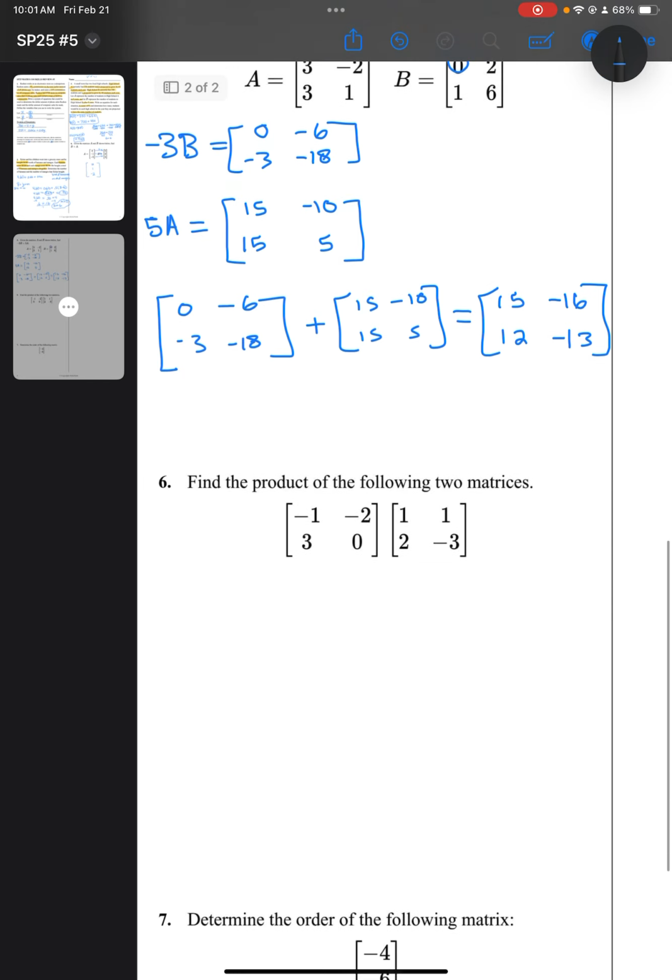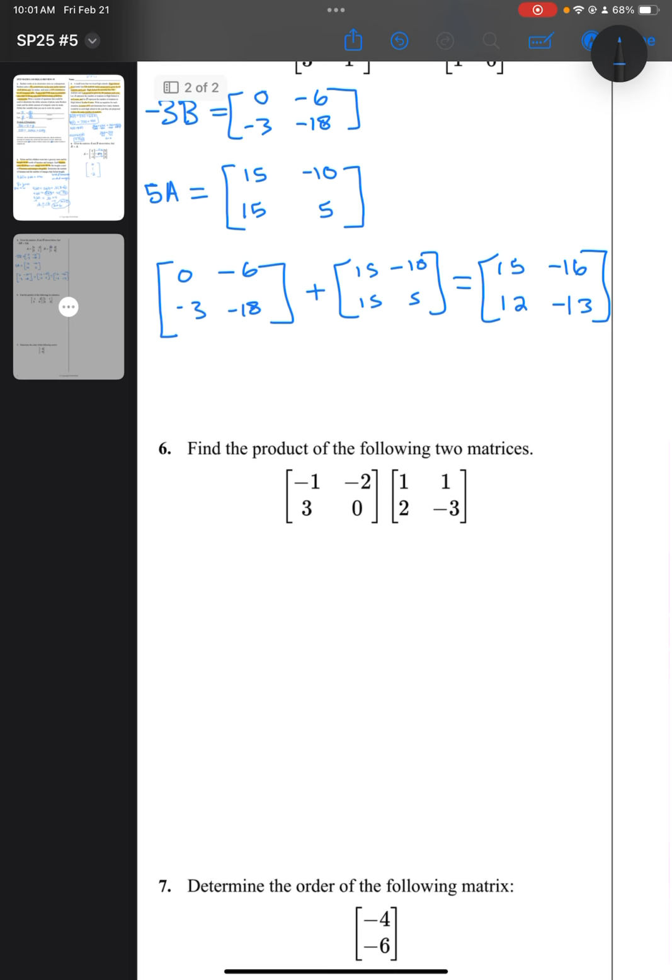Alright, number 6. Number 6 is a product. So this is going to be multiplying the matrices. This is the one that I highly recommend doing lots of practice of. It takes a while to get it right. Like I showed in class, I messed up even though I've done it so many times. So it's still a thing you have to stay fresh with, especially if you're studying for your test.